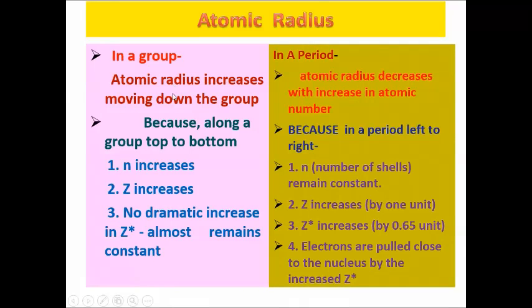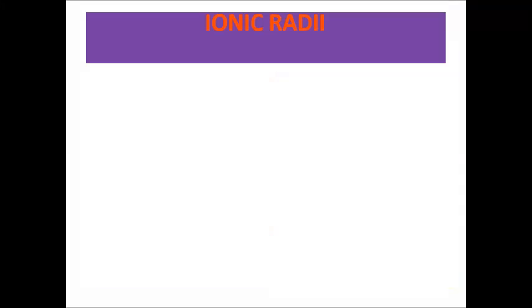And in the group it increases going down the group because the number of shells is increased. So of course the size of the atom will increase. Next periodic trend is the ionic radii. When we talk about the ionic radii, there comes the anion and the cation.